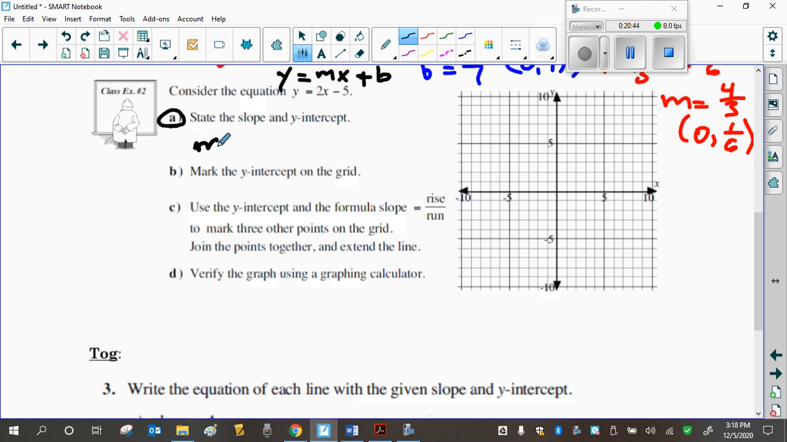Slope is a number in front of x. Don't put slope as 2x. That's wrong. Slope is 2. Slope is a number. There's no x in slope. And the y-intercept is 0, and don't forget the sign.